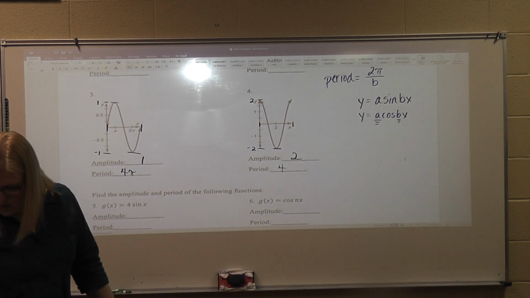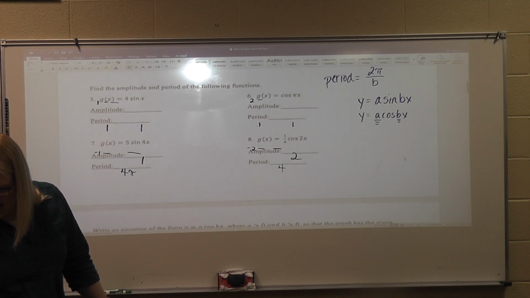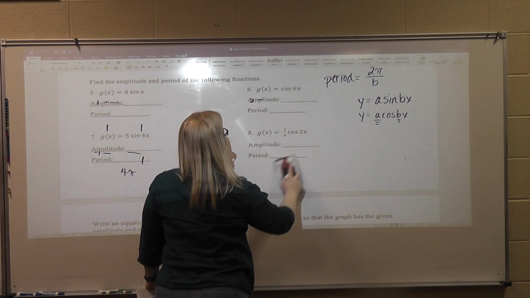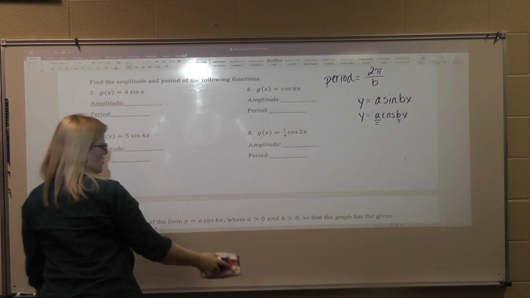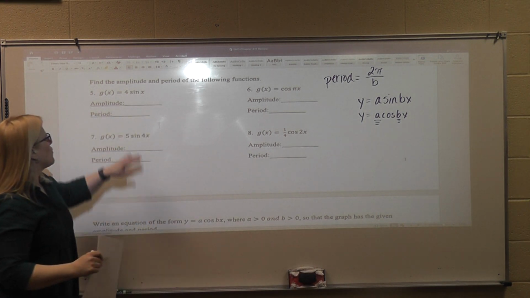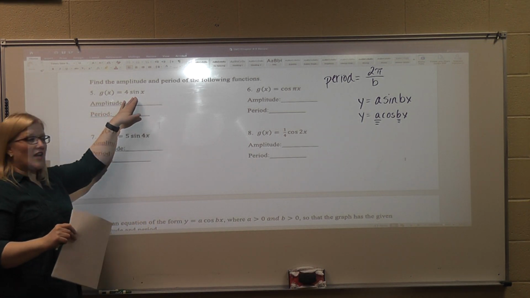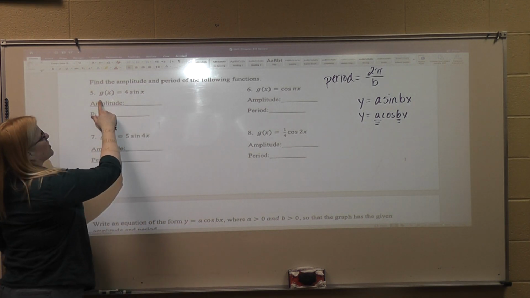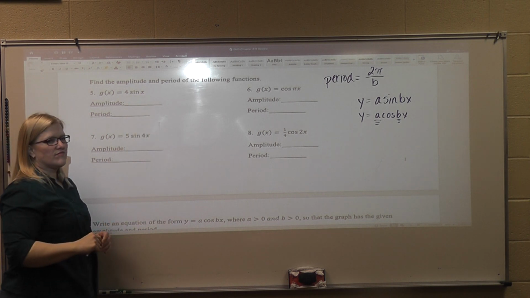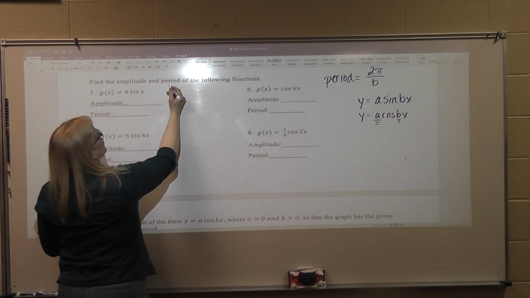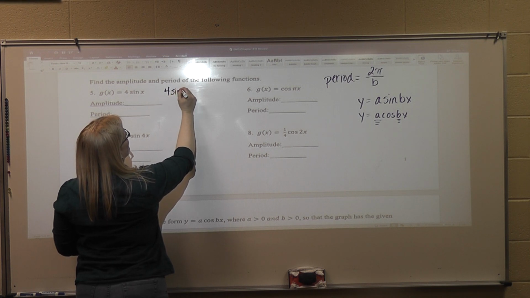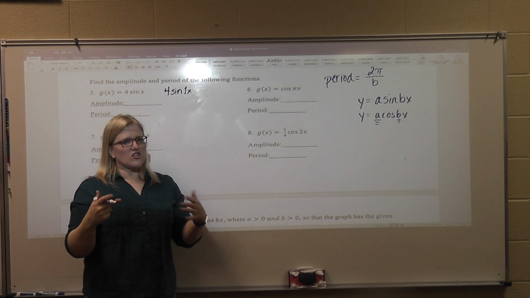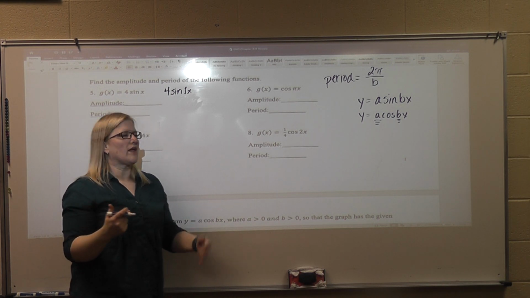Okay, moving on to numbers 5 and 6. This is where this is going to come in, because this time they're giving you the equation and you need to find these things. So let's look at this here. I've got g of x is 4 sine of x. If you really wanted to, you could write it as 4 sine of 1x, which is a complete waste of time, but you know that there's that invisible one right there.